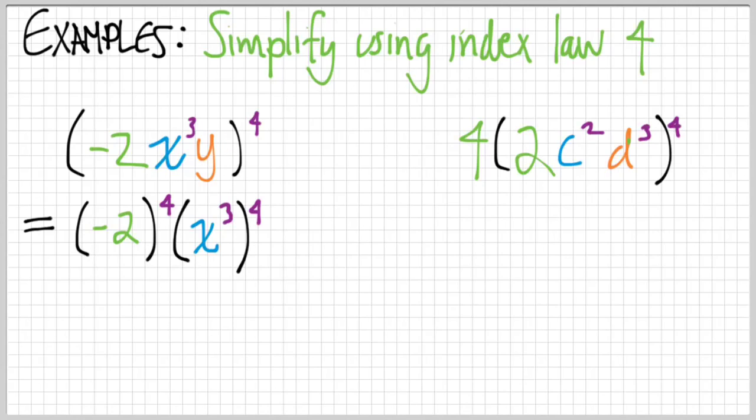And then we've got x cubed, in its own brackets raised to the 4th power, and then we've got y to the 4th, which doesn't really need its own brackets, mainly because it doesn't have a negative or a 3, but it's always okay to put brackets around stuff like that y. There's nothing wrong with putting brackets there, but you don't need them in this case. Now we need to evaluate these and simplify them, and you'll notice we've got index law number 3 right here.